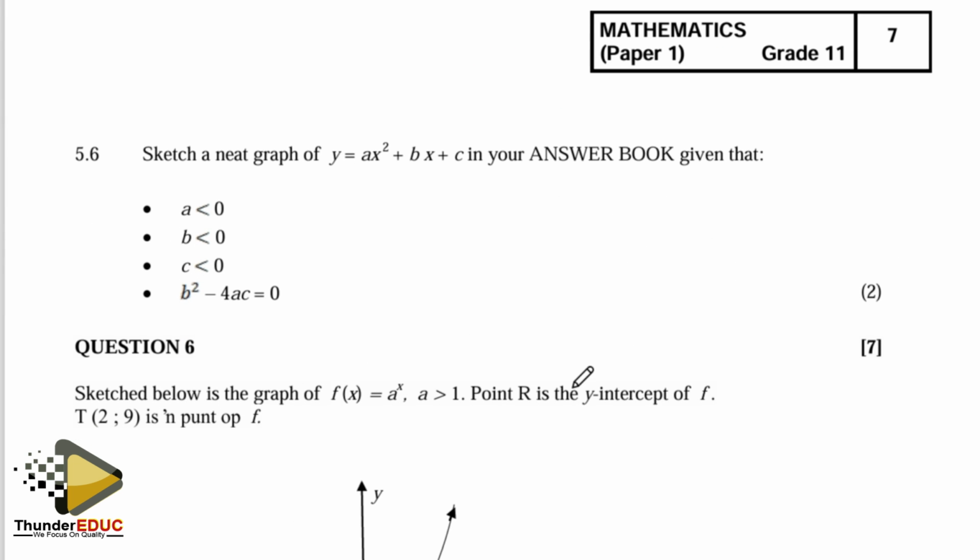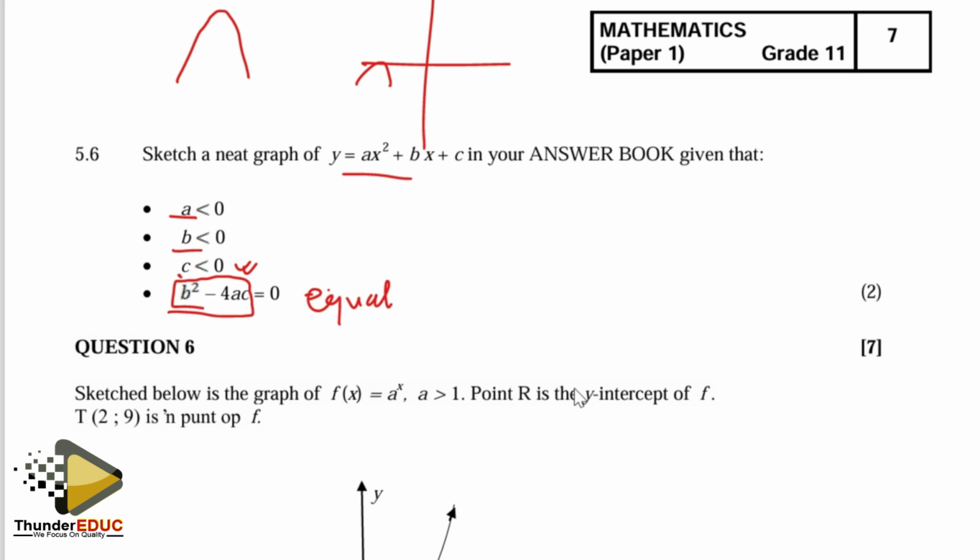Then question number 6, they're telling us to sketch a neat graph of x squared plus bx plus c. So this is a parabola that we just need to sketch. So number 1, a is less than 0, which means this is a frown. Okay, and then b is less than 0, which means the graph is on the left of the y-axis. And then if c is less than 0, c is the y-intercept of the graph. And then if the discriminant is equal to 0, which means we have equal roots, the roots are equal, which means the graph is just touching one point of the x-axis.